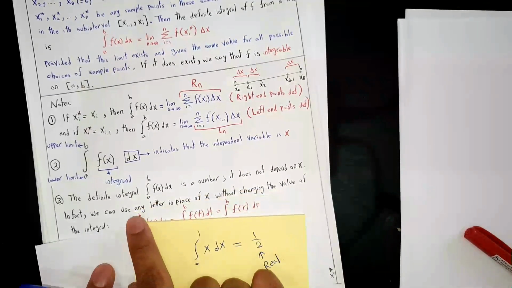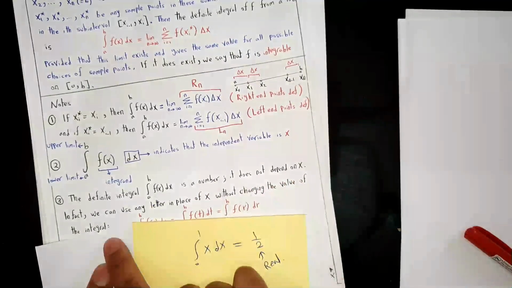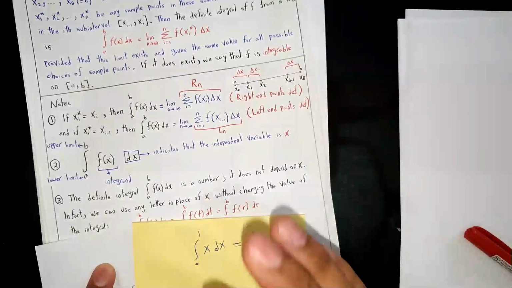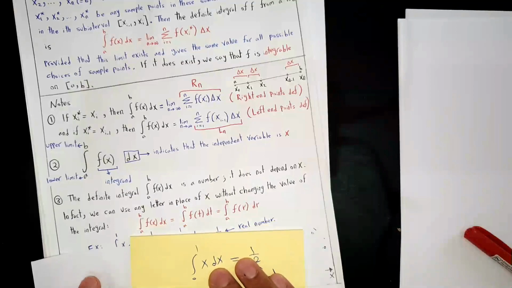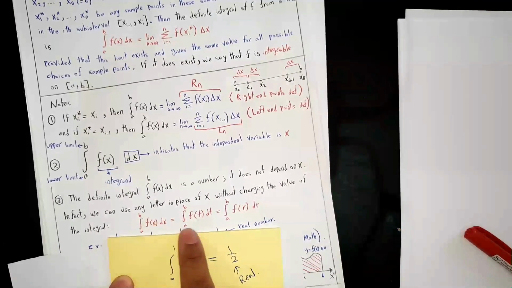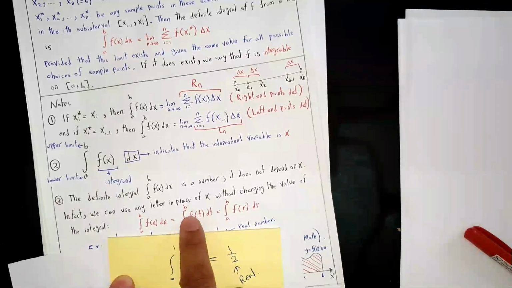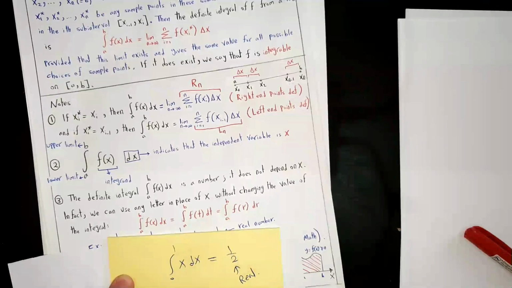Also, in fact, we can use any letter in place of x without changing the value of the integral. That means change x by t or anything you like. The integral value will not be changing. Here is an example. The integral from a to b f of x dx is the same as the integral from a to b f of t dt. We change the x by t, and here we change it by r. All of these are equal.